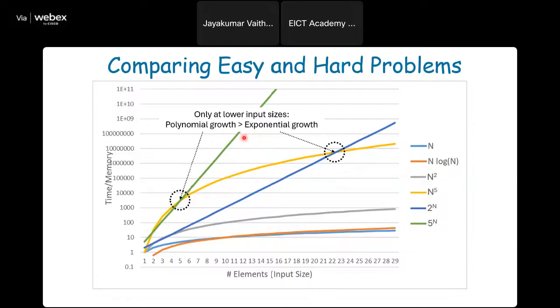Okay, so this green belongs to an exponential function. This yellow belongs to polynomial growth. But sometimes this polynomial appears to be much more difficult when compared to exponential. Okay, this is the crossover point. You can see these are crossover points. So this will give you a clue about what type of algorithm you have.